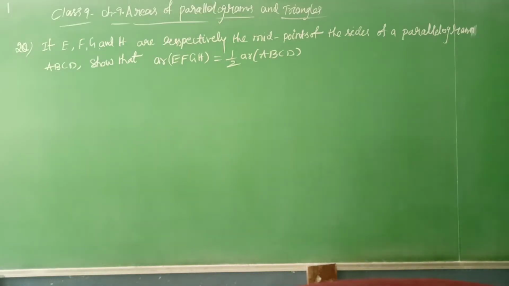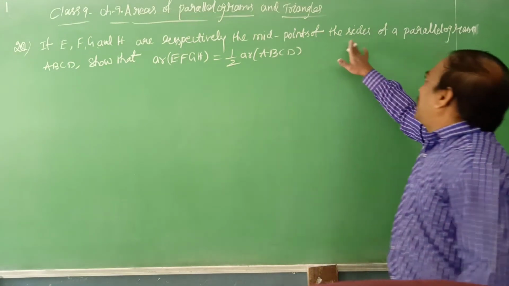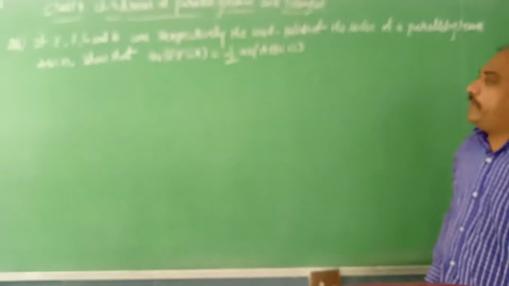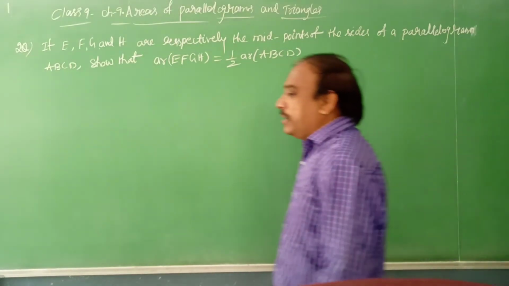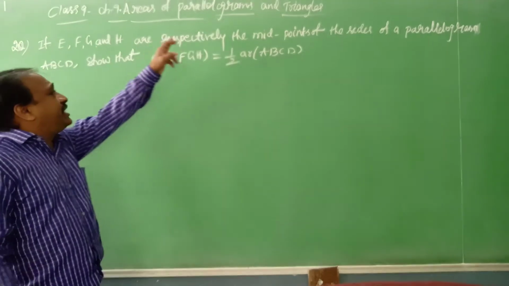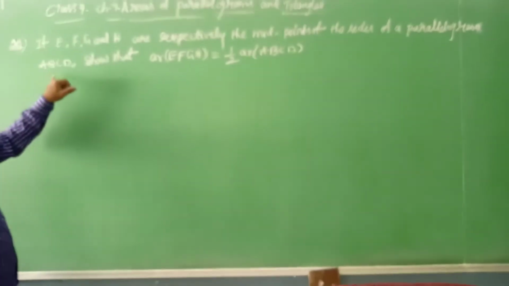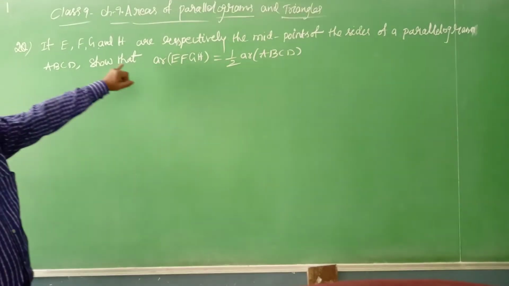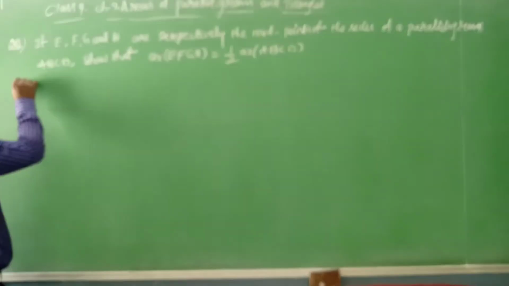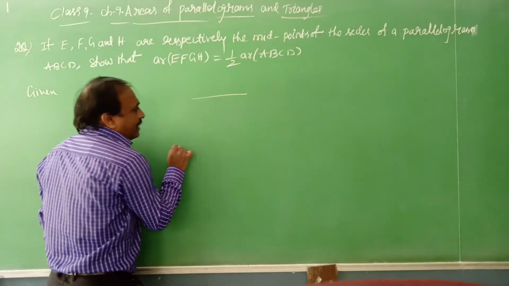Question number 2. If E, F, G and H are respectively the midpoints of the sides of a parallelogram ABCD, show that the area of EFGH is equal to half of the area of the parallelogram ABCD. So given that these are the midpoints, first draw the parallelogram ABCD.